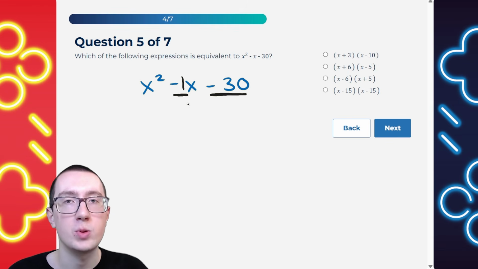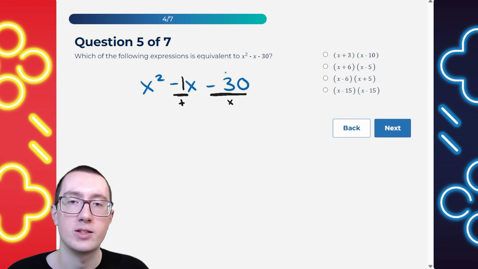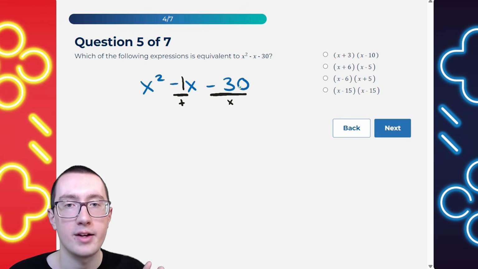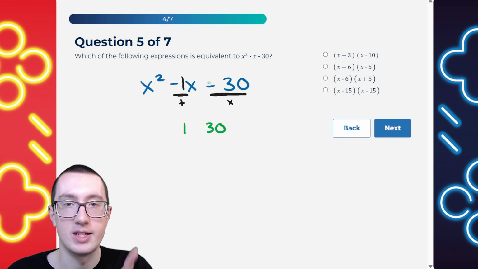So we need to find two numbers that add up to -1 and multiply to get -30. So let's run through those numbers. I always like to start with the numbers that multiply to 30 and then figure out what they add to. So what numbers multiply to 30? Well, there's 1 and 30. That's the obvious one. And remember that it's -30.